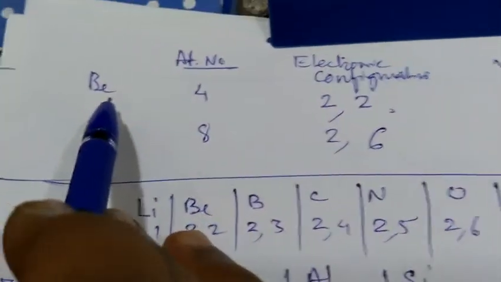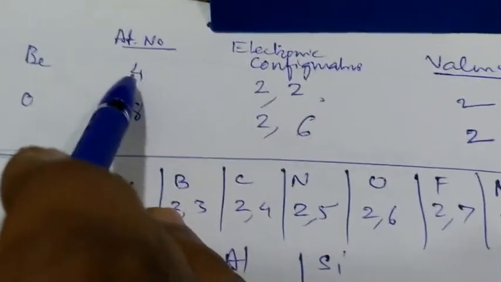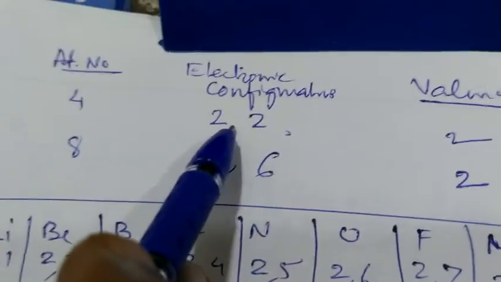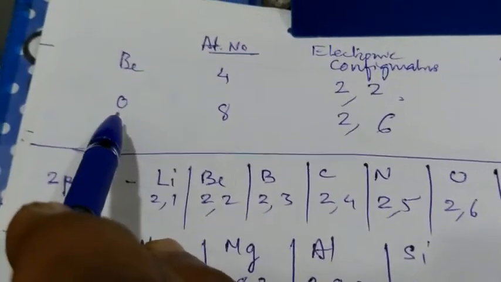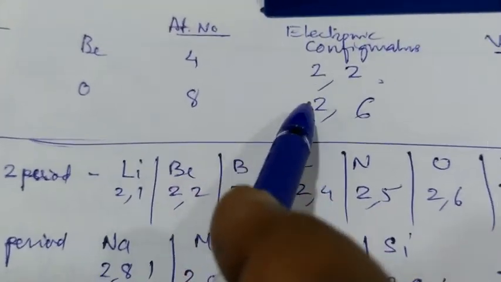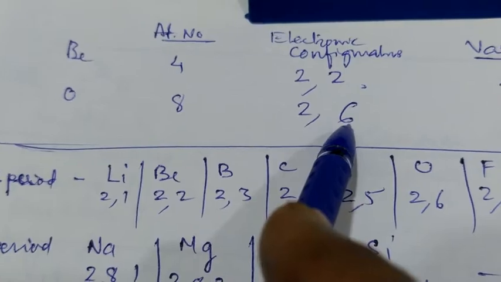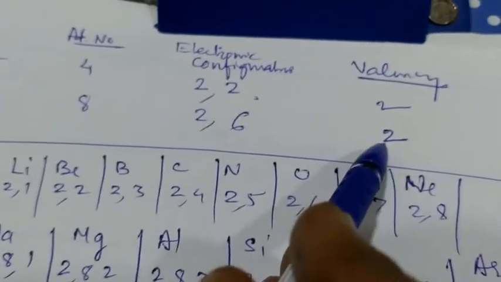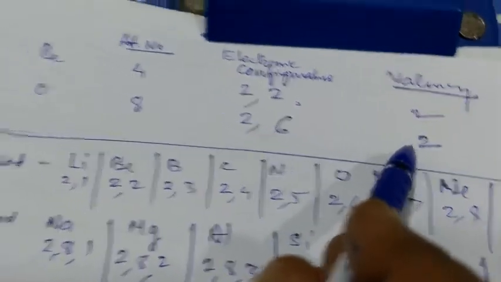So to understand this, we will have this chart. Now see here. They are asking about beryllium, atomic number 4, and the electronic configuration is 2 and 2, and valency is 2. Then oxygen, the atomic number of oxygen is 8, then the electronic configuration will be 2 and 6, and the valency will be 2. Okay, got this point? Yes.